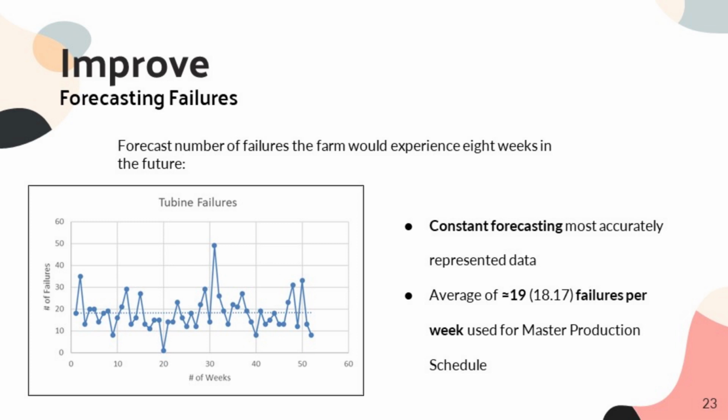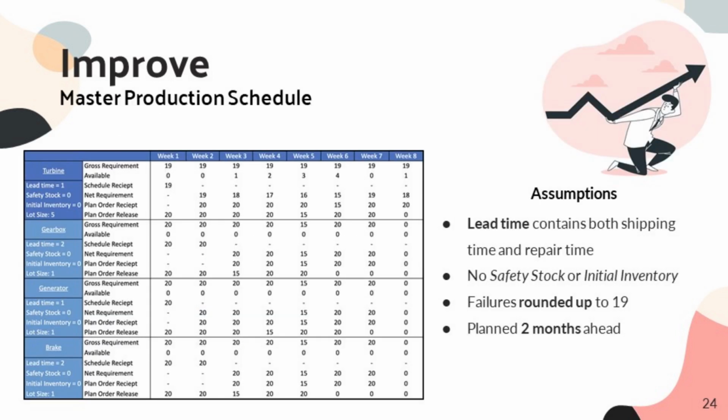We plotted the number of failures versus number of weeks and found that a constant forecasting model fit the data most appropriately. We found that about 18.17 failures per week is to be expected, which we round up to 19 failures per week. Inputting the demand to our MRP model, the team had to make a little bit more assumptions. We assumed that the lead time accounted for both the repair time and the shipping time associated to each part, that there was no safety stock or initial inventory, and we only scheduled for 2 months ahead.